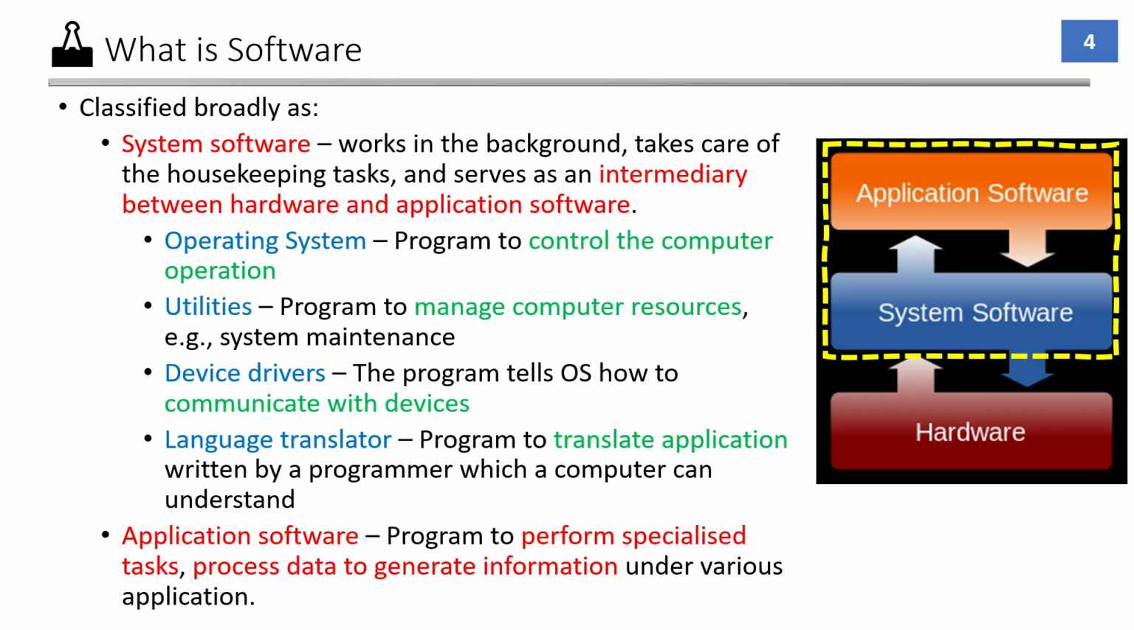Device drivers allow the operating system to communicate with hardware devices like printers, keyboards, and scanners. A language translator converts programs written by programmers into a form that the computer can understand. Application software, on the other hand, is designed to help users perform specific tasks. It processes data and produces useful information. Examples include word processors, spreadsheets, and presentation software.